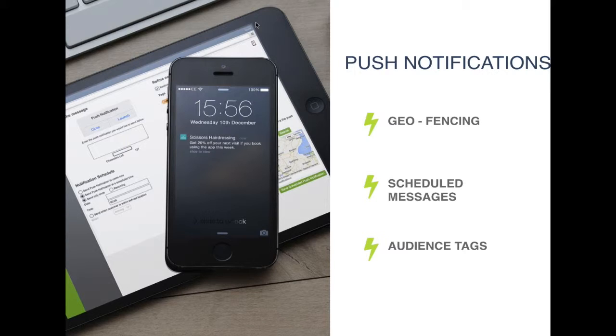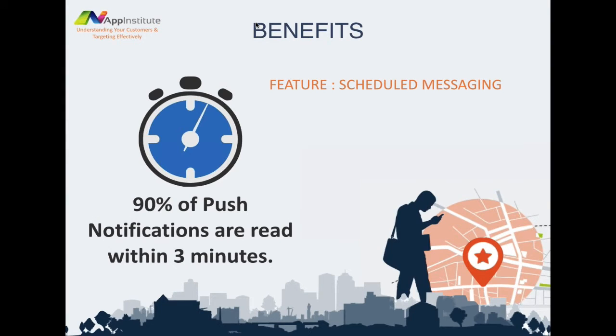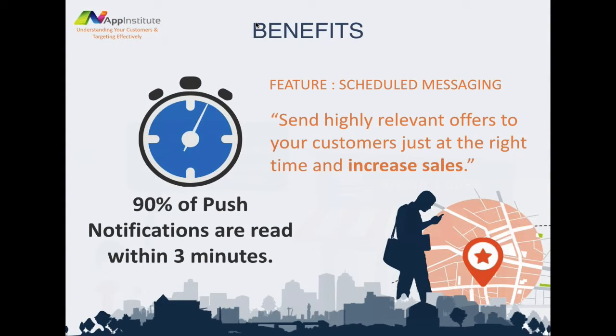Instead, if we look at push notifications in depth and look at scheduled messaging, for example, we understand that 90% of push notifications are read within 3 minutes. For me, that's an amazing stat. I mean, compared to emails, which is only 4%, having your messages read by 90% of the people you send it to is incredible. So another way to word this would be to say send highly relevant offers to your customers just at the right time and increase sales.